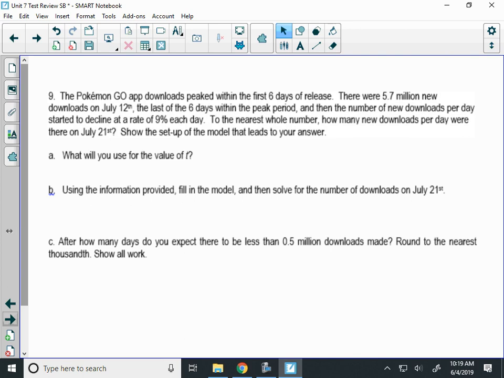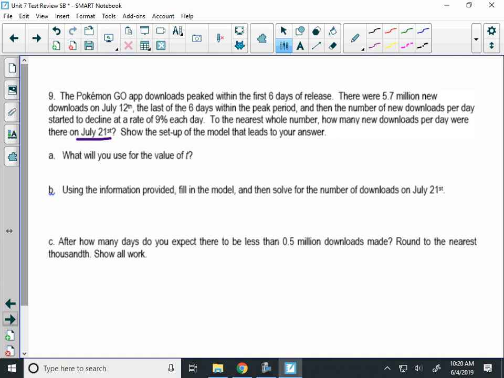It says the Pokemon Go app downloads peaked within the first 6 days of release. There were 5.7 million new downloads on July 12th. And then the number of downloads from that peak day goes down by 9% each day. To the nearest whole number, how many downloads were there on July 21st?